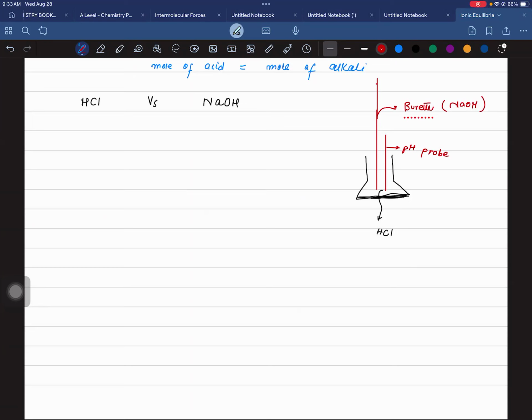What do you think? When you add a pH probe, a pH meter, into this conical flask, what pH will you see? Can you tell me an idea? What pH will you see when you dip any pH meter into this conical flask?